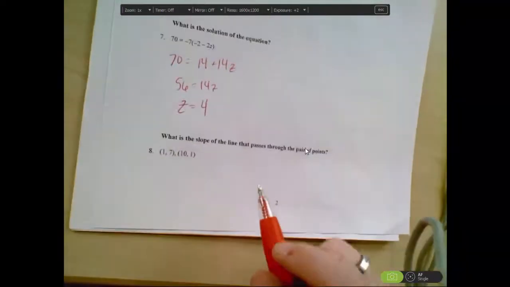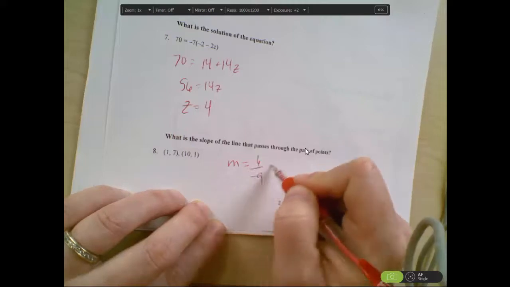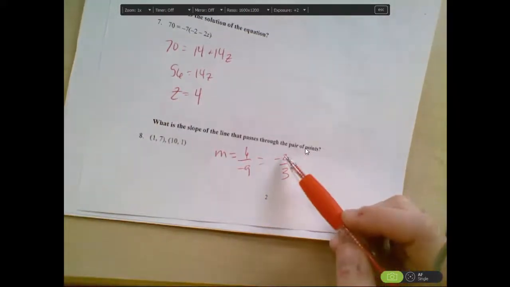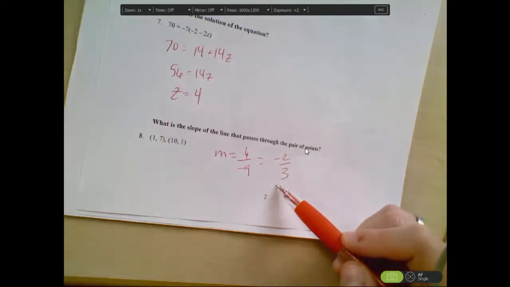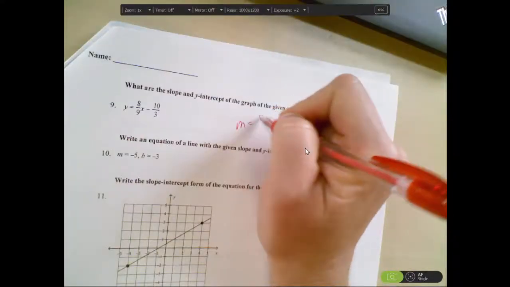Slope is y minus y over x minus x. So here you should have gotten 6 over negative 9, which is negative 2/3. I'll say it again, I've said it all year. The negative can be in the top, or in the bottom, or out in front. Here you should have had slope is 8/9.